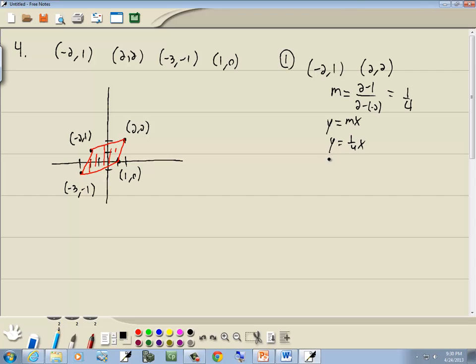Multiply everything by 4, so we got 4y equals x, and take that 4y over, and we get x minus 4y, which means that dealing with this line that's going like this, this is going to be u equals x minus 4y.